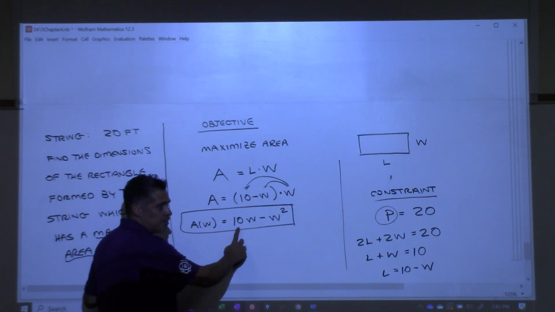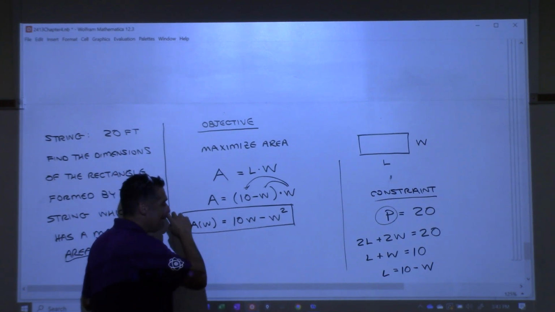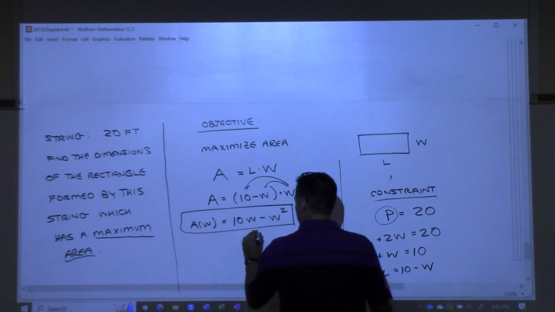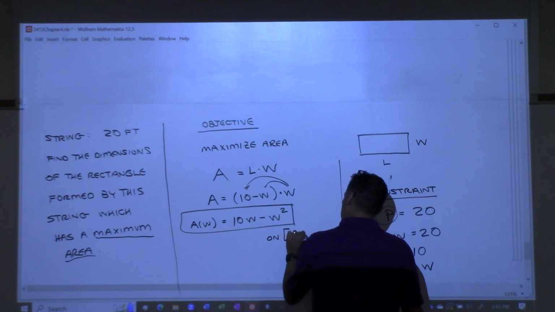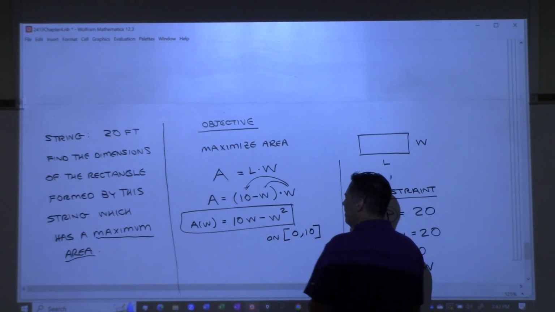I would say it's more of a coincidence. It's not going to always be that number. So my domain here is I've got this on the closed interval 0 to 10. Why is it not 0 to 20?